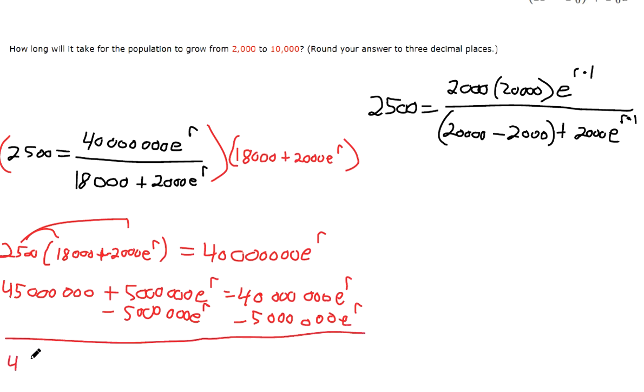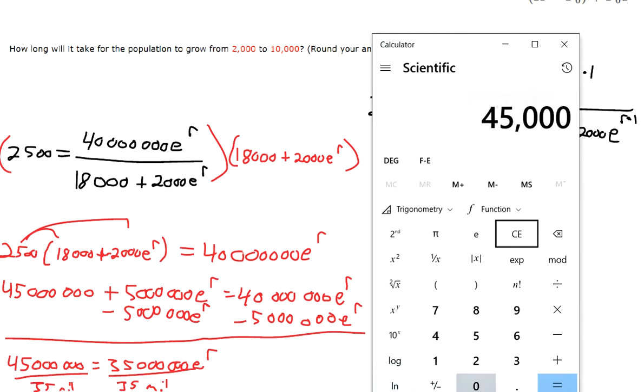So we're left with, on the left side, 45 million. And on the right side, we've got 35 million e to the r. So if you're trying to get e to the r by itself, you just want to divide 35 million from both sides, right? So if we do that, we get 45 million divided by 35 million. Oh, I think again it's 1.28, right?